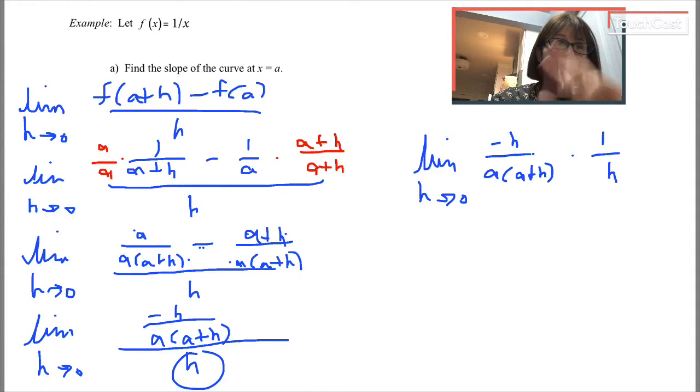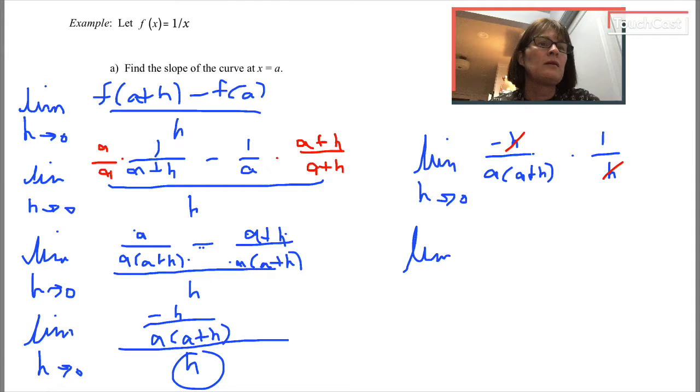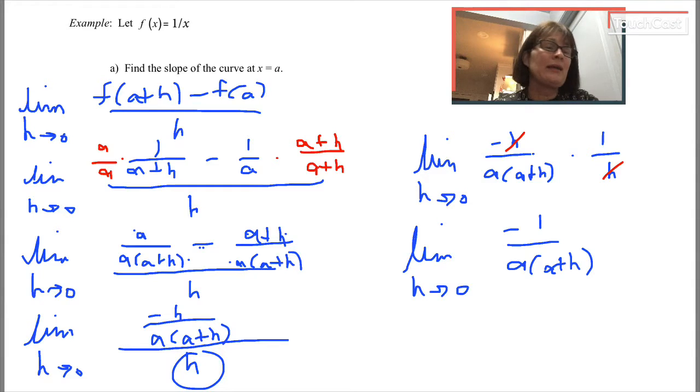This is that problem that I made 2 mistakes in 2.1. So I'm going to try to get it right now. This h is going to cancel with this h, leaving behind a negative 1. And I'm going to have the limit as h goes to 0 of negative 1 over a times a plus h. Notice now, if I replace h with 0, I'm not going to have a divide by 0 problem. This is negative 1 over a times a plus 0. It's just a times a, which makes a squared.